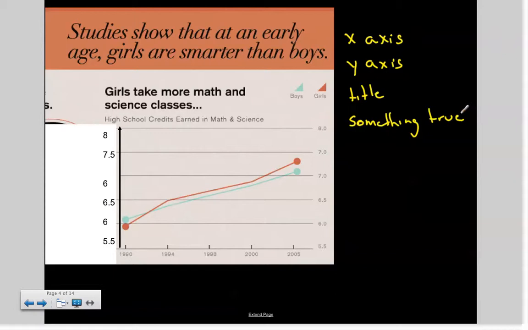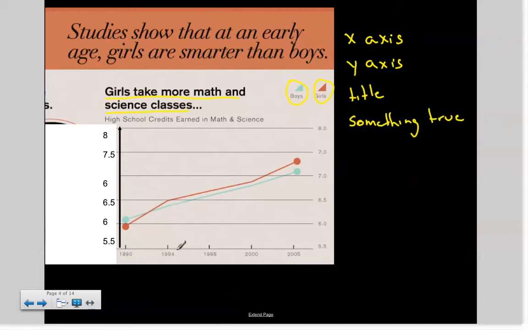So if we look at this graph, this is a line graph that has two bits of information. Now what they told us is our title is girls take more math and science classes than boys. So we can take these things together as our title. Boys are represented on the graph as a blue line and girls as an orange line. So we already know something like that.